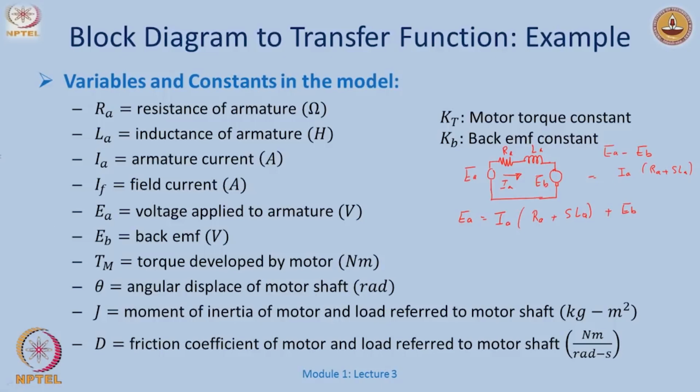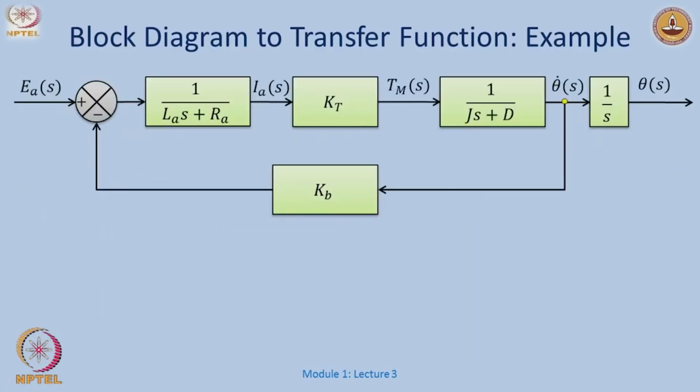So, what happens next? Once this back EMF is generated, I will have a certain torque resulting in a displacement theta, and of course, taking care of the moment of inertia of the motor or possibly even the load, and D would be the combined frictional component of the motor and the load. Okay. So, there are two things here, one is the back EMF constant and the other one is the motor torque constant. Let us first look at how this block diagram is generated.